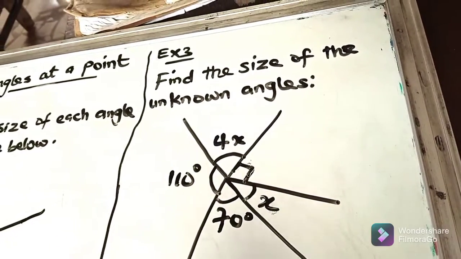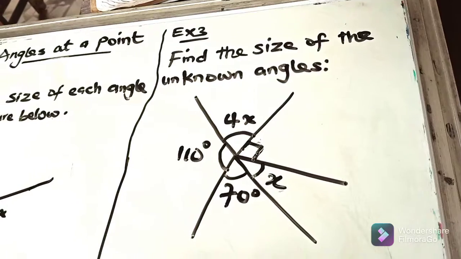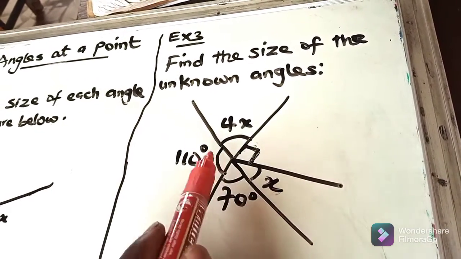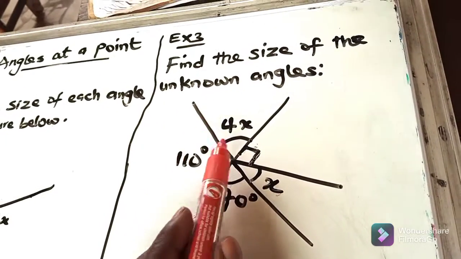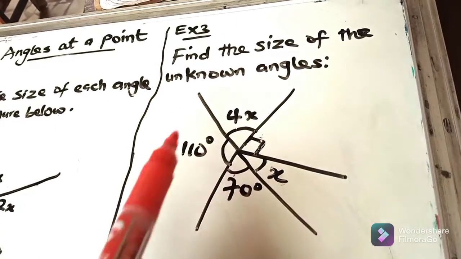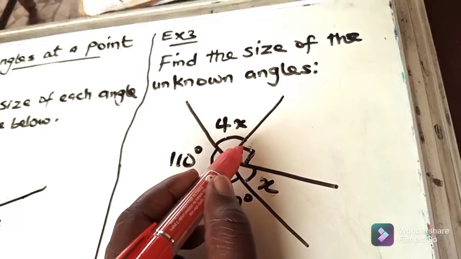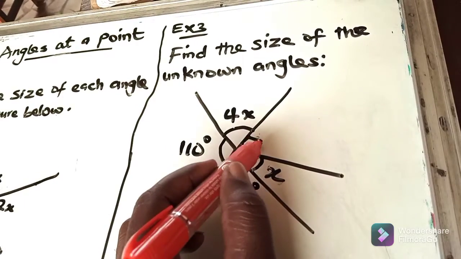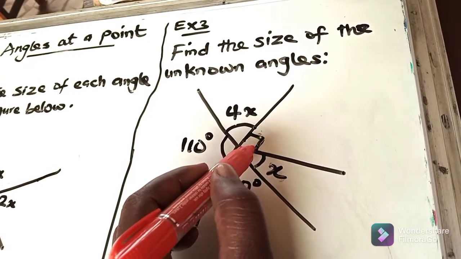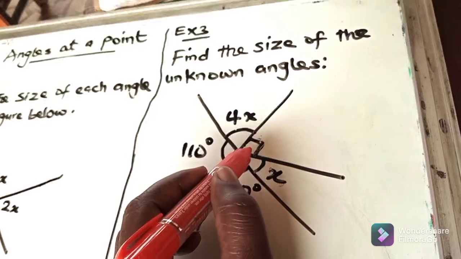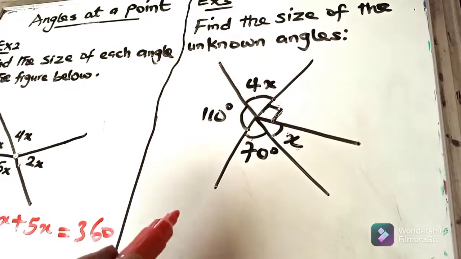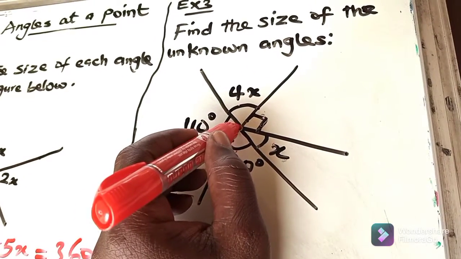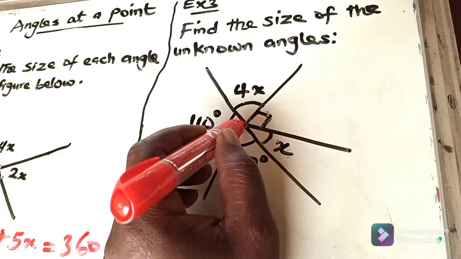Say find the size of the unknown angles. The unknown angles there, we have 4x and x. Now here in this question, we're having how many angles? One, two, three, four, five. Five angles. Now when you see any question of this nature that you're having a small box here, this small square represents 90 degrees. So if we add everything together, the sum of the angles, so far they are meeting at a point, the sum will be 360 degrees.